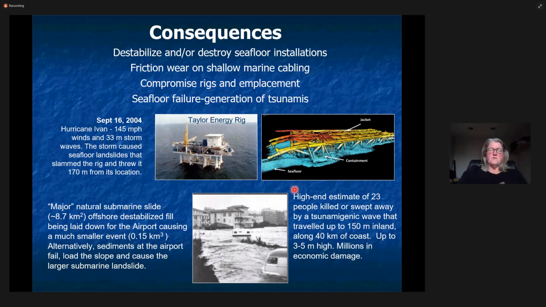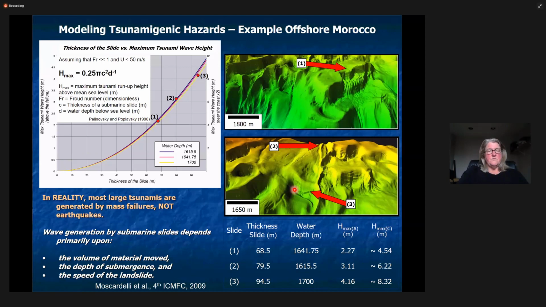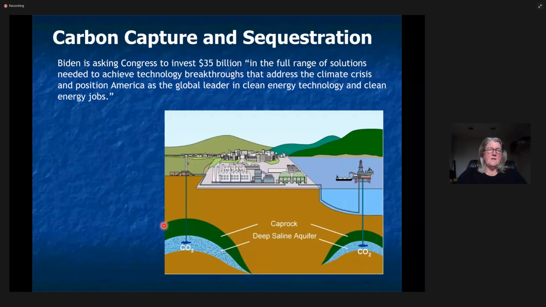So these failures that are happening due to these increases in storms are going to have an influence on tsunamis that are being generated. All the tsunamis are being generated by mass failures and not by earthquakes.